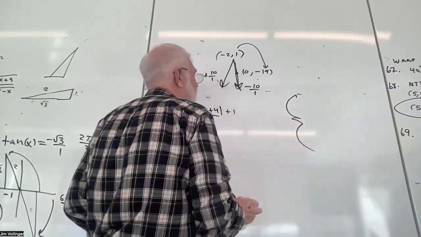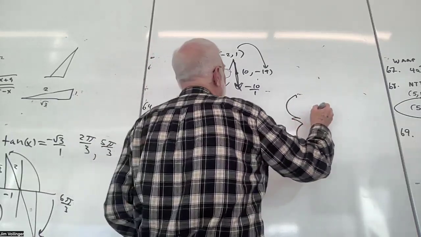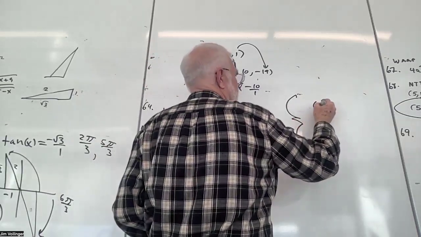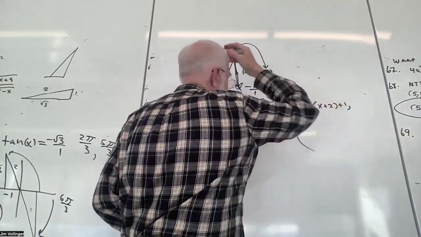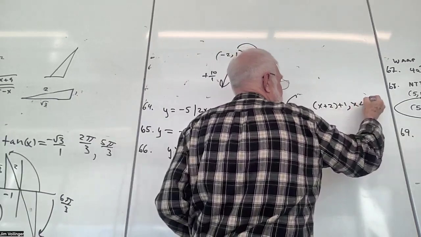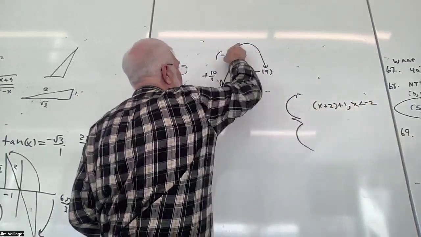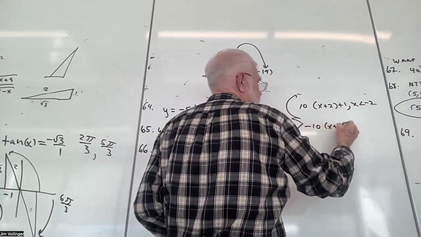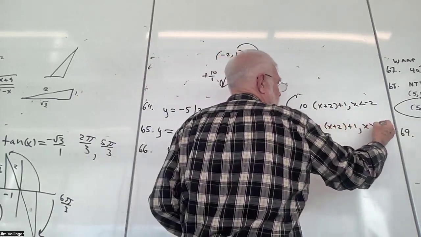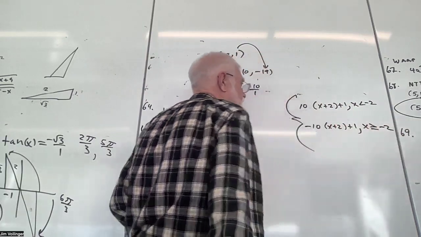I'm going to build this off of Alfred Hitchcock. No, off of the vertex. And the vertex is minus 2, 1. So x plus 2 plus 1. And that's going to happen when x's are less than negative 2. I'm going to be going up at 10 to 1. Down at 10 to 1 when x's are greater than or equal to negative 2.